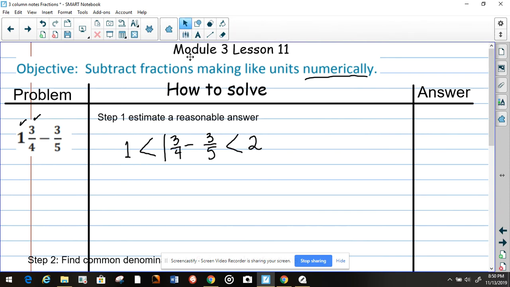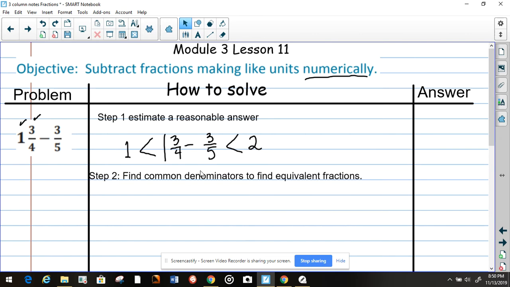Now our next step is going to be to subtract. So let's do step number 2. We're going to find common denominators. As you can see, the fractions are 1 and 3/4 minus 3/5.